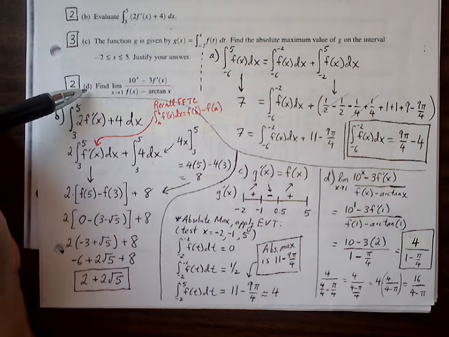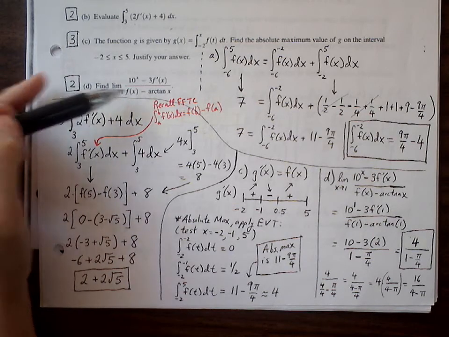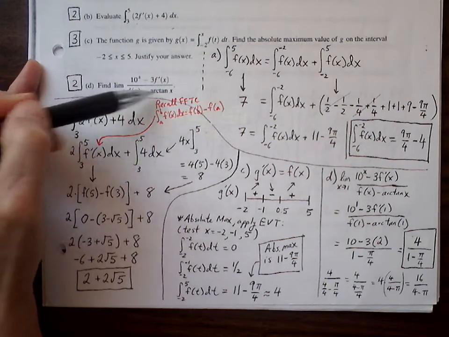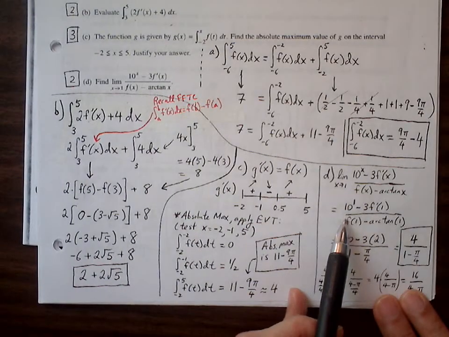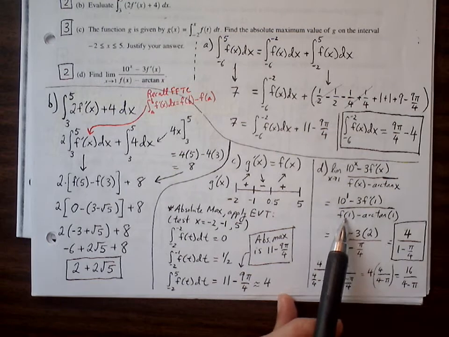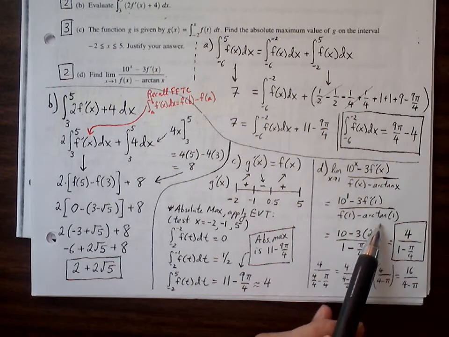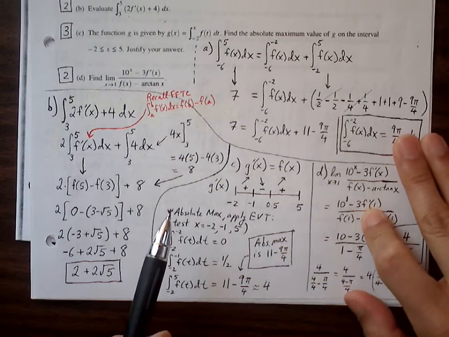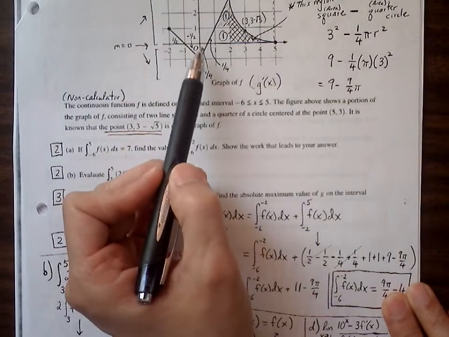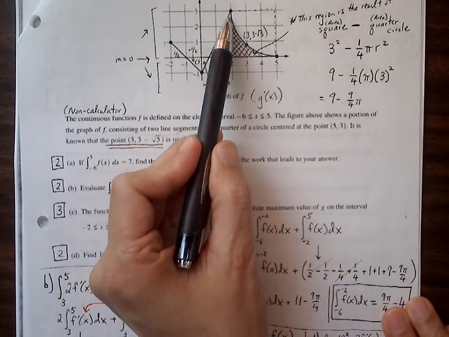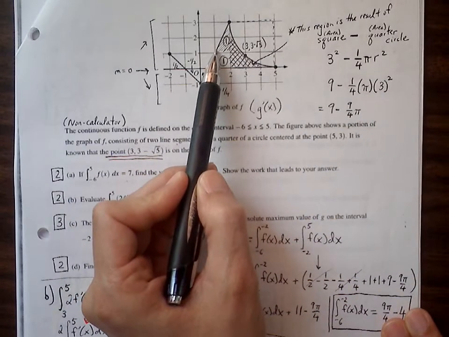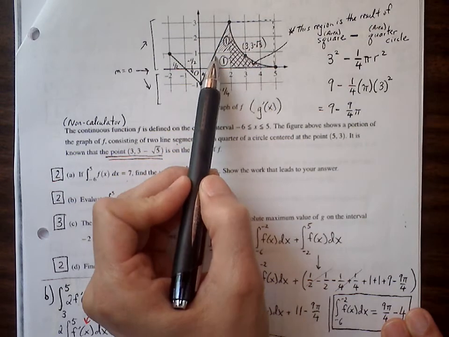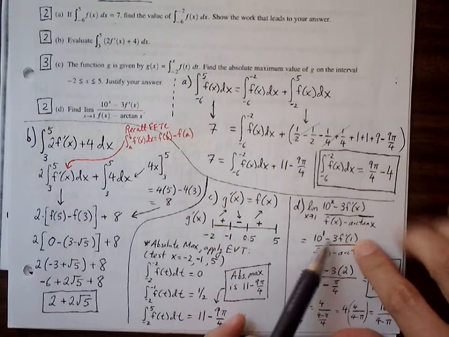Part D, evaluate the limit. So the first thing we do when we evaluate the limit is plug in that x value and see what that gets us. So let's plug in 1 for all the x's. We get 10 to the first power minus 3 f prime of 1 all over f of 1 minus arctangent of 1. So f prime of 1 is just asking for the slope of the f graph at 1. This is a linear graph, so we can just do rise over run. Up 2 over 1, so slope of 2.